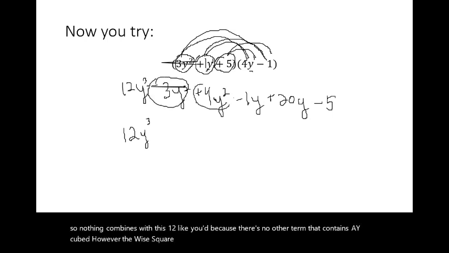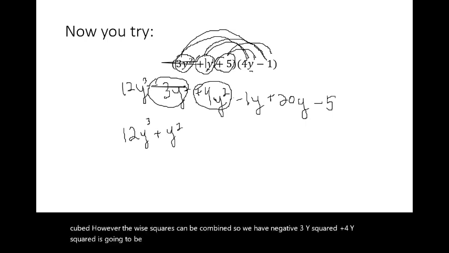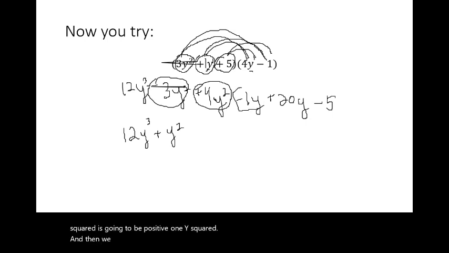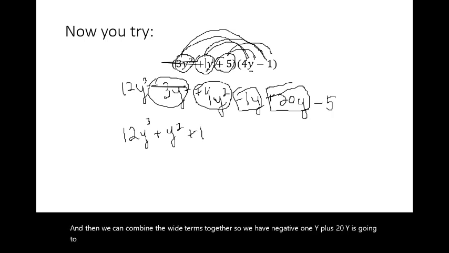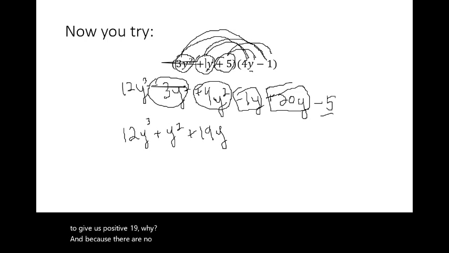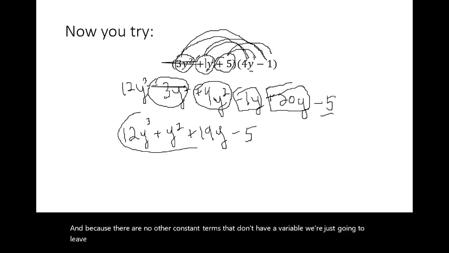So we have negative 3y squared plus 4y squared is going to be positive 1y squared. And then we can combine the y terms together. So we have negative 1y plus 20y is going to give us positive 19y. And because there are no other constant terms that don't have a variable, we're just going to leave that minus 5 alone. And then this is going to be our final answer.